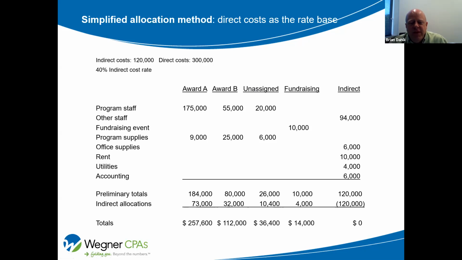That's a bit different than the approach we had in the previous slide, which is award A getting 257 and award B getting 112. Either method is valid and acceptable, provided that it's rational, reasonable, supported by a written plan, and consistently applied.